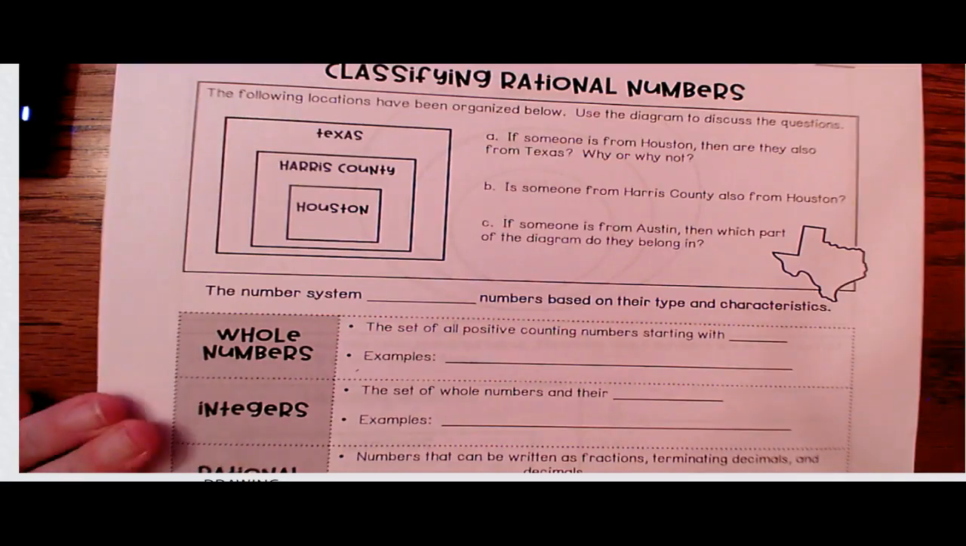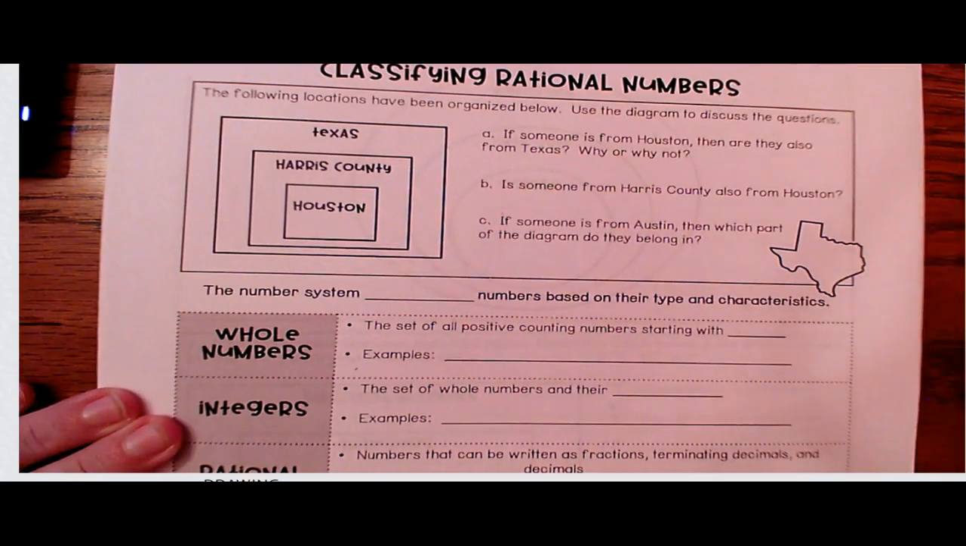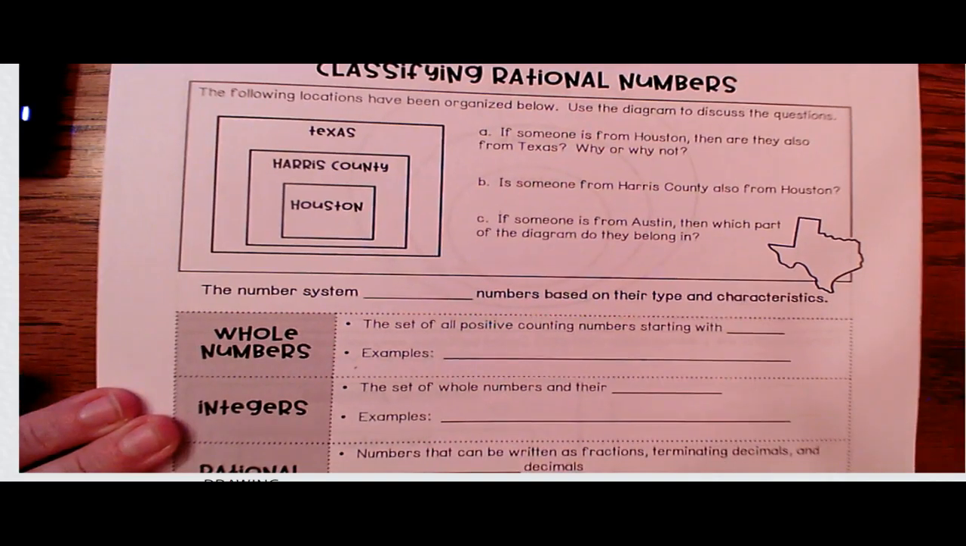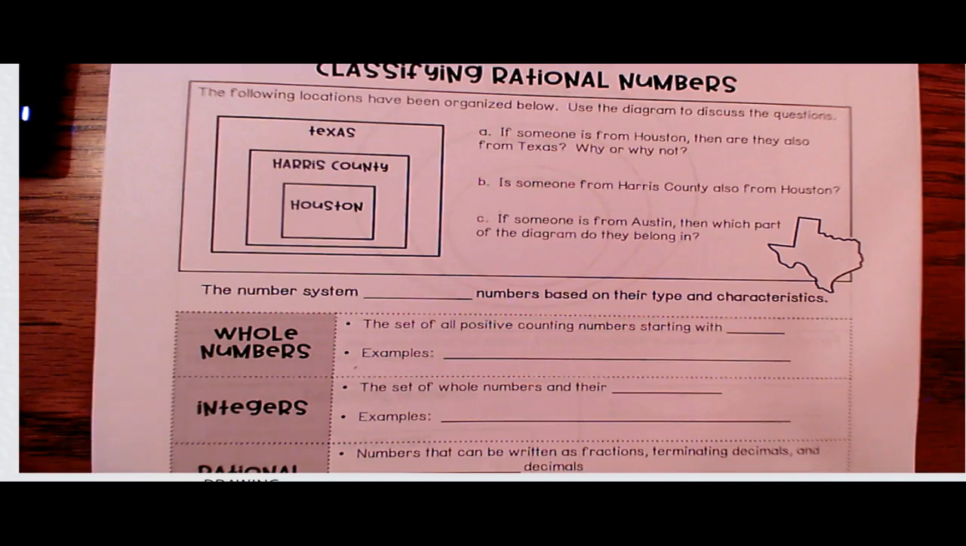Today we're going to talk about classifying rational numbers. Every number has a name for it. So think about this. The following locations have been organized below. Use a diagram to discuss the questions.